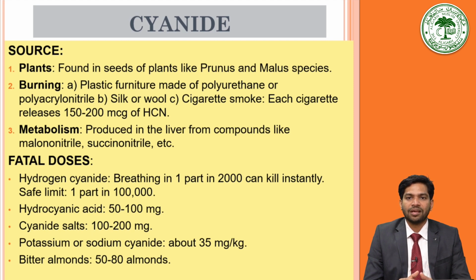Bitter almonds, which we commonly eat, also contain cyanide. Toxicity with bitter almonds is observed at 50 to 80 seeds. You must have watched certain movies where the criminal used bitter almond to prepare a substance or mixed it in eatables to kill their targets. So we must know the different sources of cyanide.